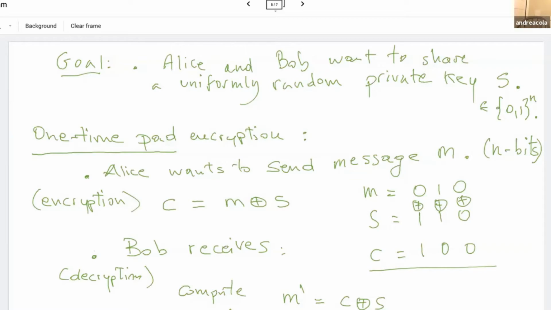So does anyone have an intuition why that might be the case? I want the intuition as to why, if you're an eavesdropper and you see the ciphertext C, why can I not guess M? Why is my best probability of guessing M 1 over 2 to the n? That's what I want you to argue.